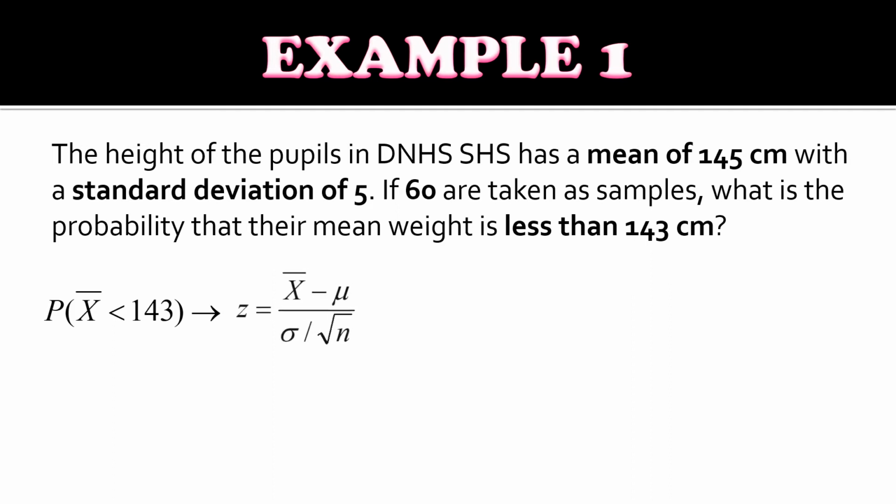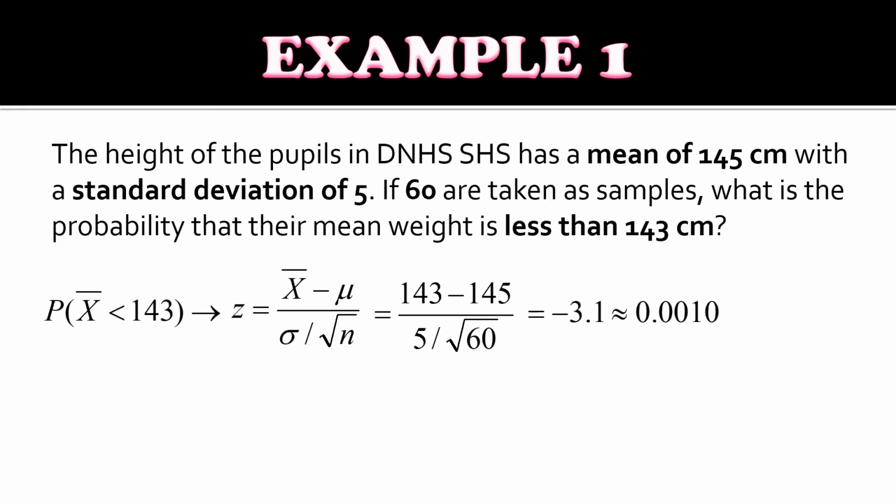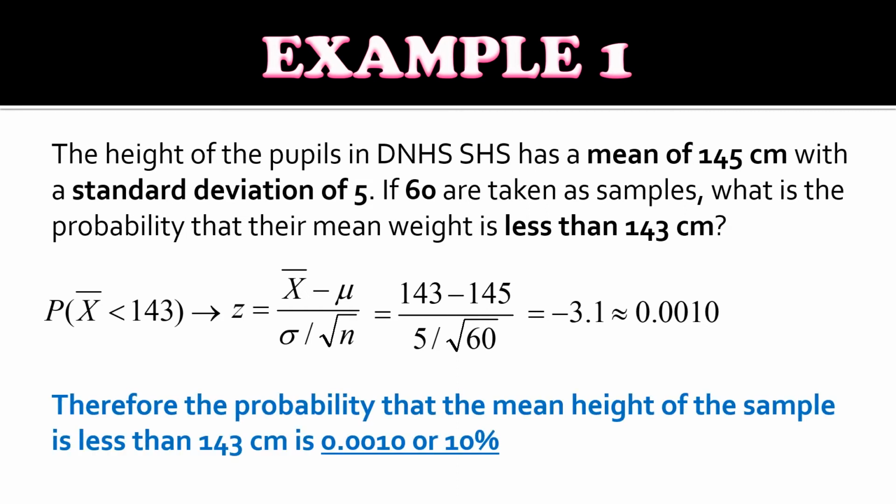Using the formula, z equals x minus the mean divided by the standard deviation divided by the square root of the sample size, we just substitute the values. We have 143 minus 145 divided by 5 over the square root of 60. This gives us negative 3.1, and if we look it up on our z table, we have 0.0010. Therefore, the probability that the mean height of the sample is less than 143 cm is 0.0010 or 0.10%.